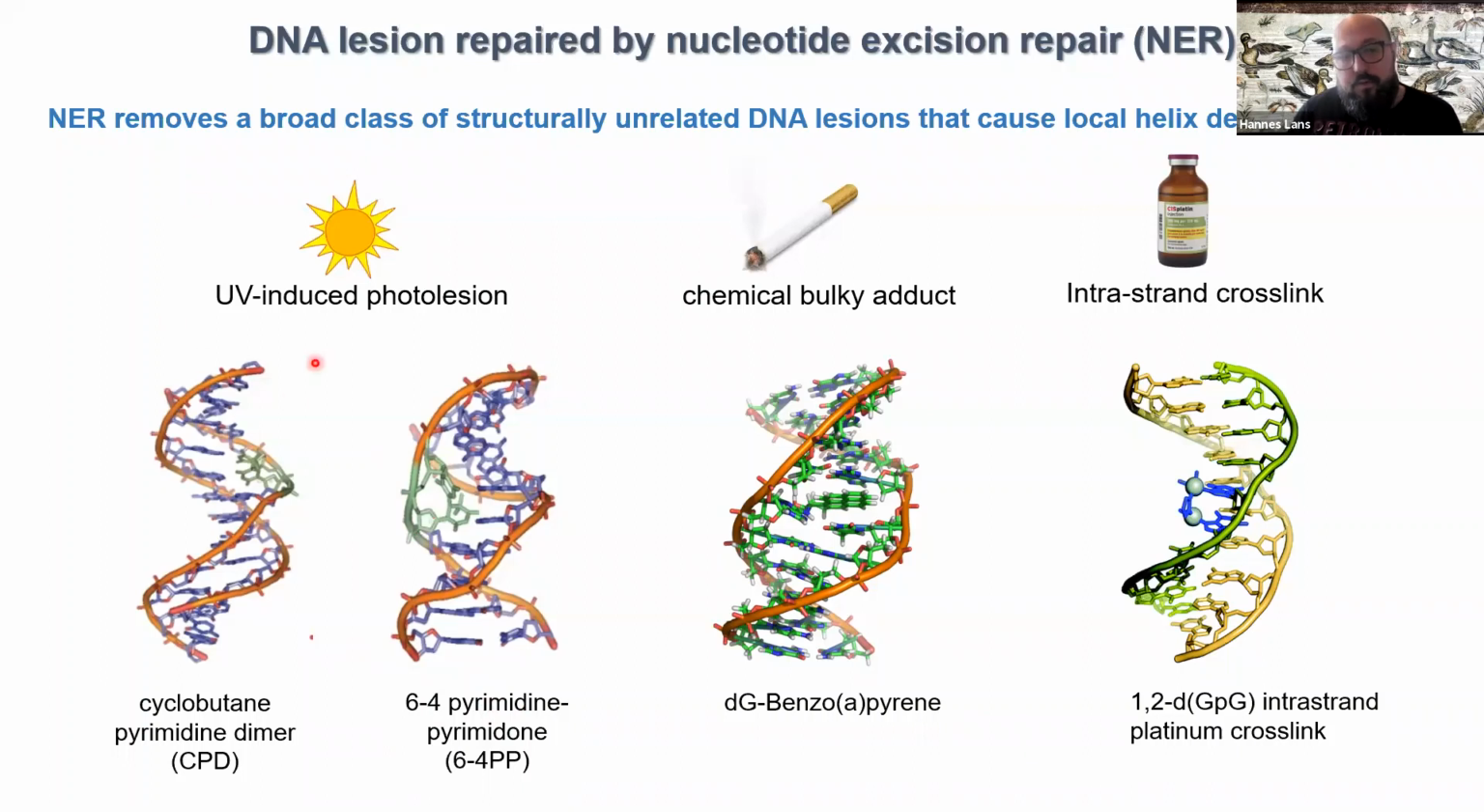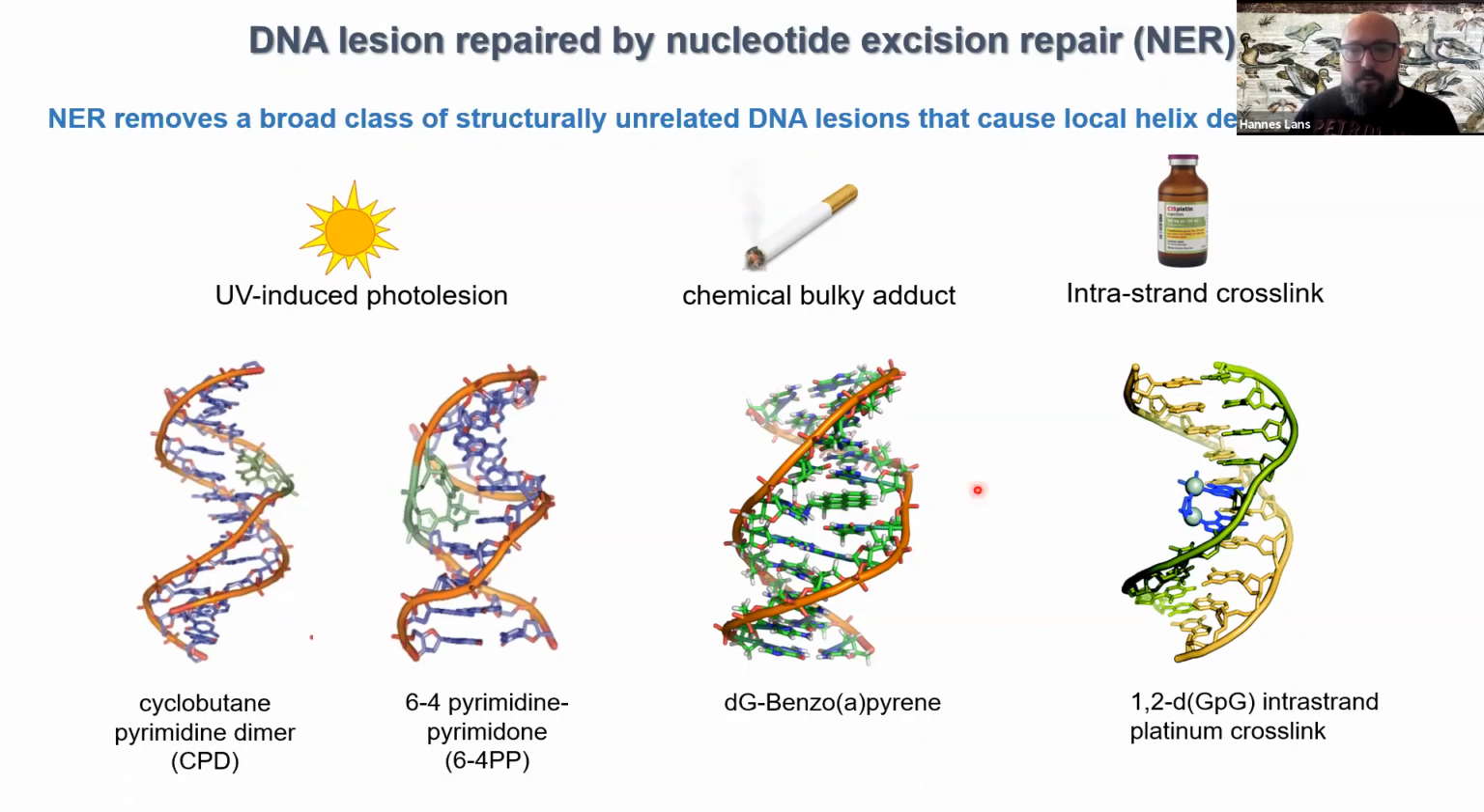These are called UV photolesions, and we use them a lot in the lab as a model to study how nucleotide excision repair works, because you can imagine that it's easy with a UV lamp to rapidly induce lots of DNA damage such that you can study the cellular response to this. But there's also other types of damage that are being recognized by nucleotide excision repair.